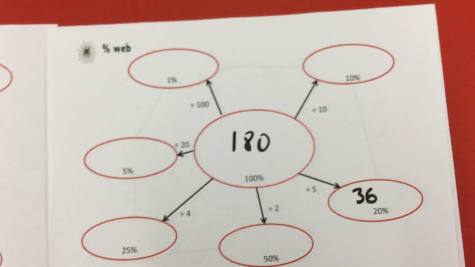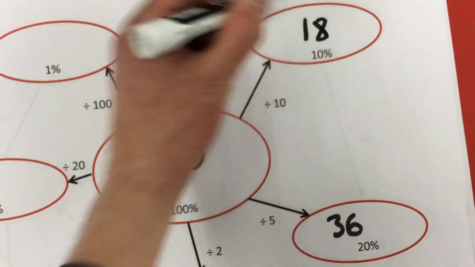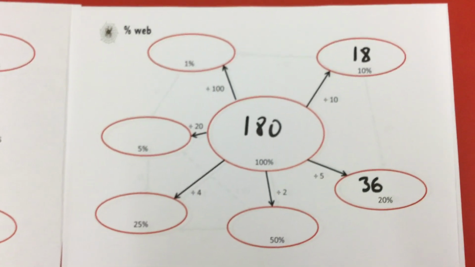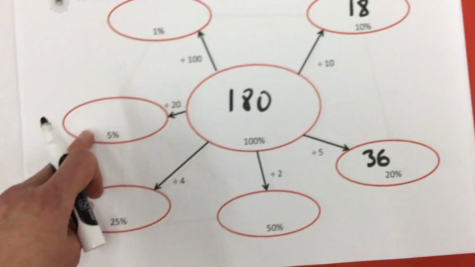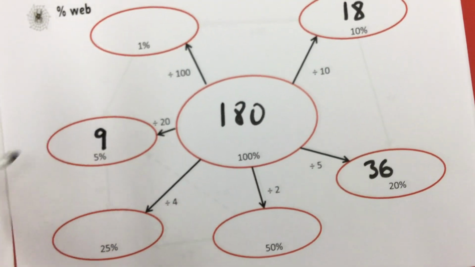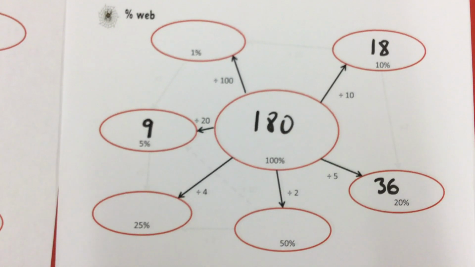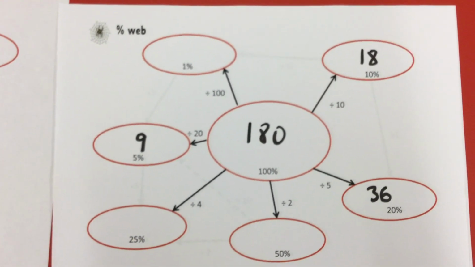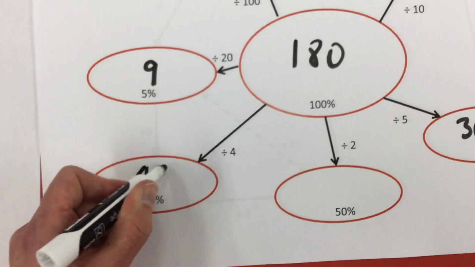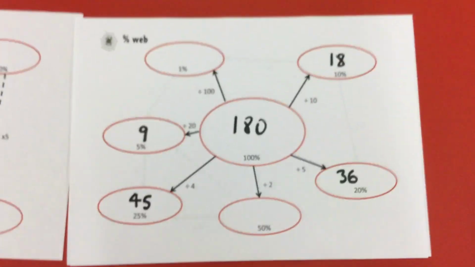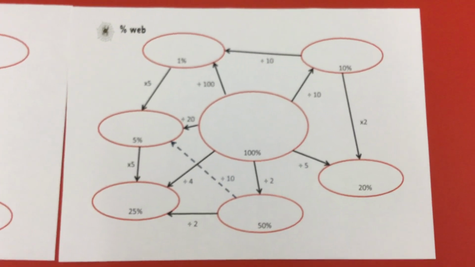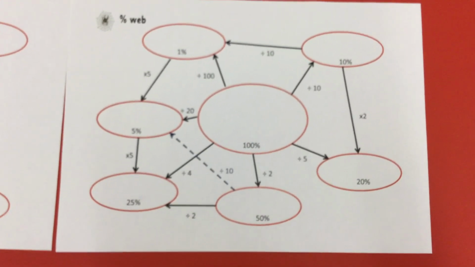Now, just as we could see the links between those other percentages on the previous sheet, if we know 20%, we can find 10%, because it's half of 20%. So 18 is half of 36. If we know 5%, 5% is half of 10%. Half of 18 is 9. If we know 5%, we can work out 25%, because 5 times 5 is 25, 9 times 5 is 45. If we pull that sheet away, you can see a slightly more complicated percentage work there with all the links between the different percentages.